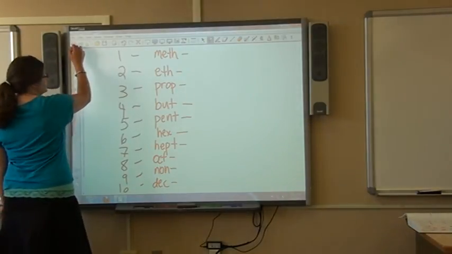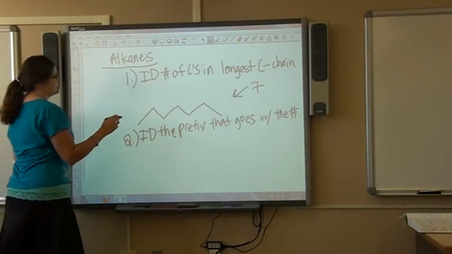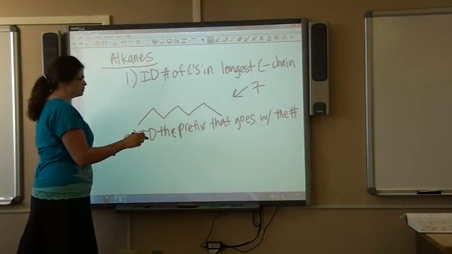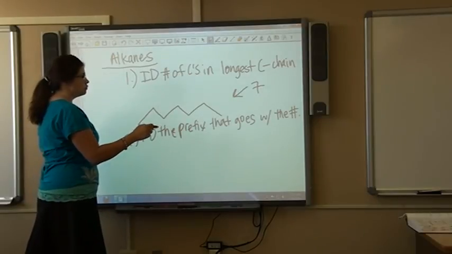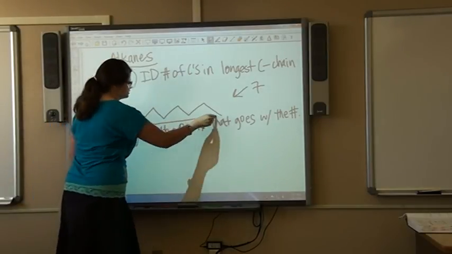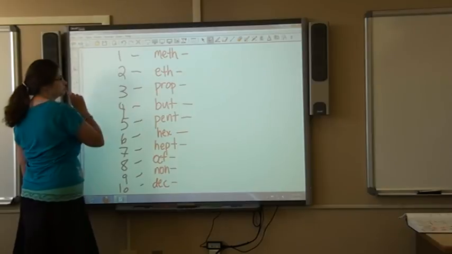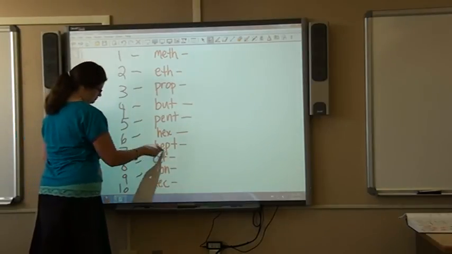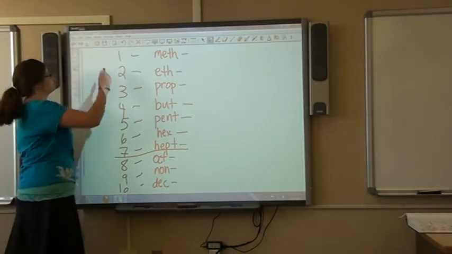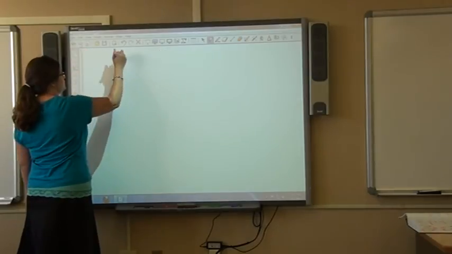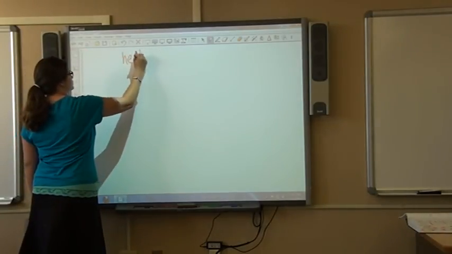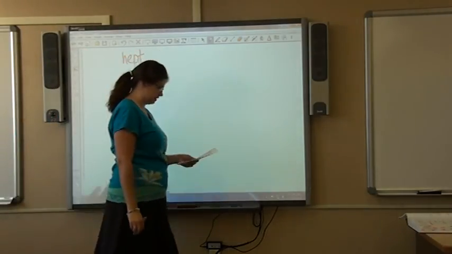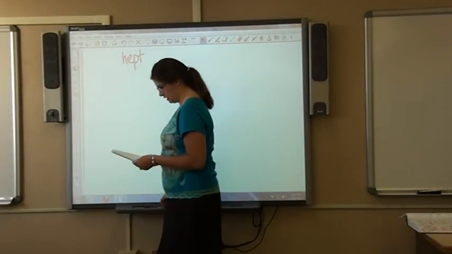Okay, so going back to our example, identify the prefix that goes with the number. We identified our longest carbon chain as having 7 carbons. 7 is hept. So we know we should have hept something.